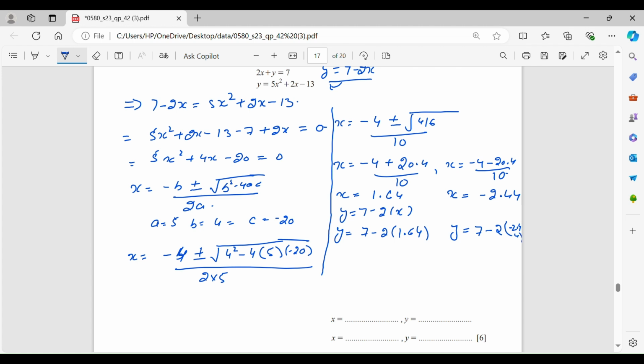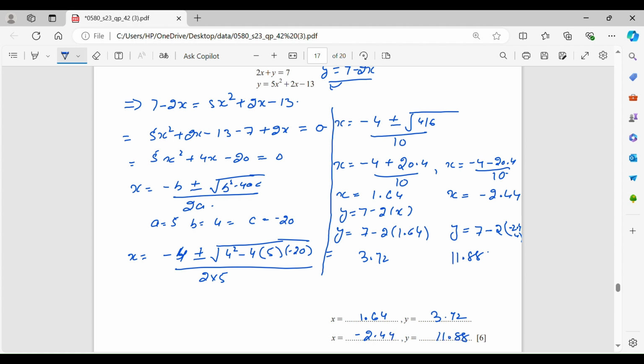So here it is 3.72, and here it is 11.88, right? So when x is equal to 1.64, then y will be 3.72, and here x will be minus 2.44, y will be 11.88, right?